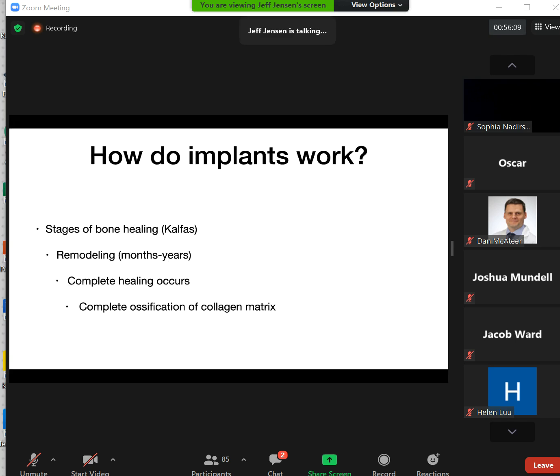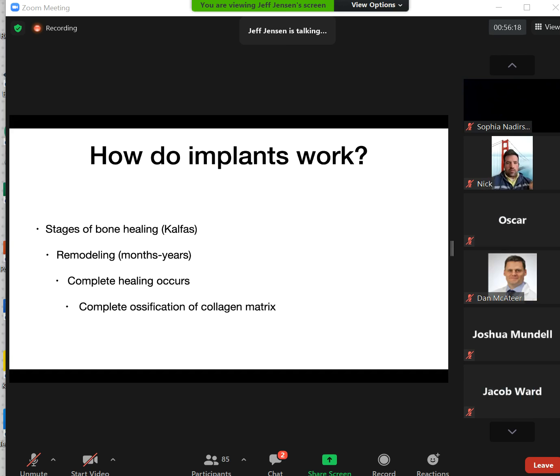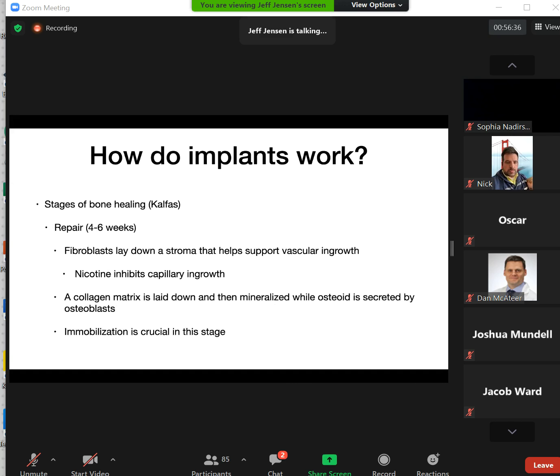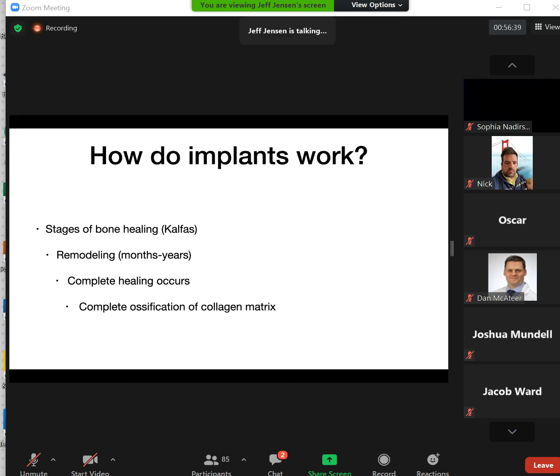And then finally, as that heals, that osteoid begins to harden, become bone. After that, we enter what's called remodeling. And so this can take place over months or years, but you typically see complete healing. And so normal, like we said, normal bone around the implant, everything looks healthy, and you have ossification of that collagen matrix that was laid down. So you have the inflammatory stage, the repair stage, and then remodeling. And remodeling can take place for a very long time.